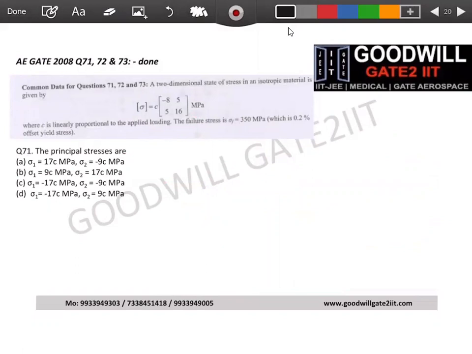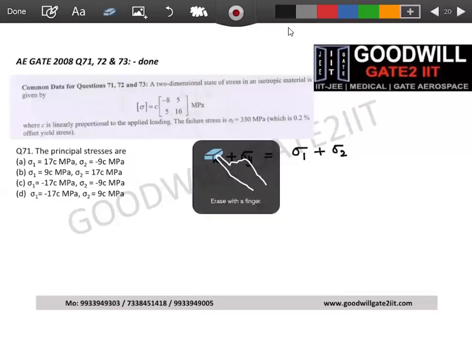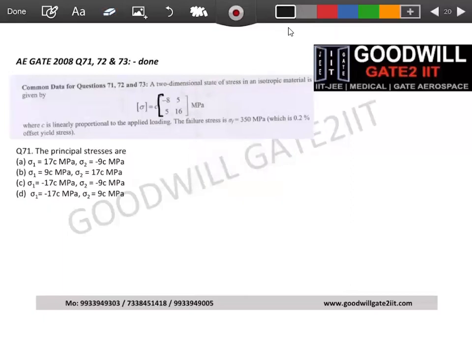Property says the sum of diagonal elements. You know what is sum of diagonal elements, right? Sigma x plus sigma y is equal to the sum of your principal stresses. Before that, if I give you a simple case, if you know any matrix, I'm not saying any in structures, any matrix. I hope you have heard about the term that this 2 by 2 matrix will have 2 eigenvalues. In maths, we denote it as lambda 1, lambda 2. So there are methods to calculate it.